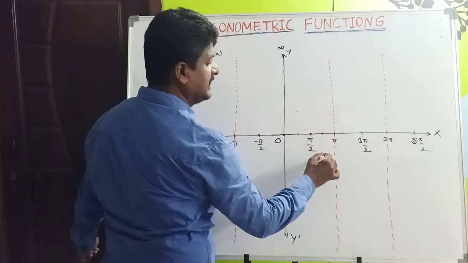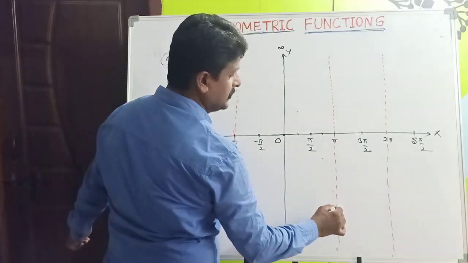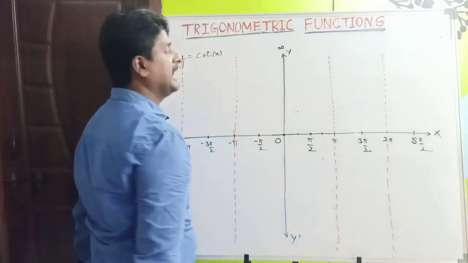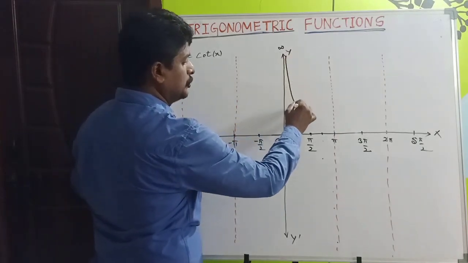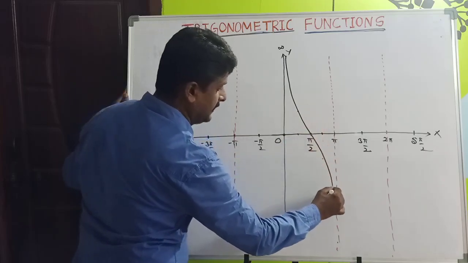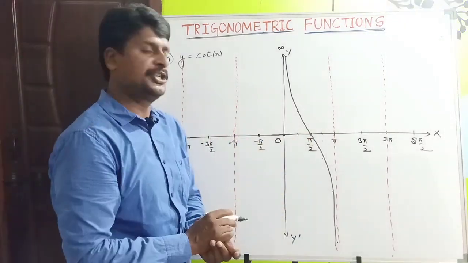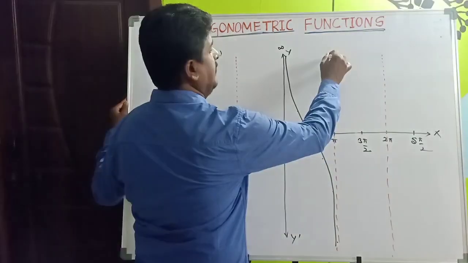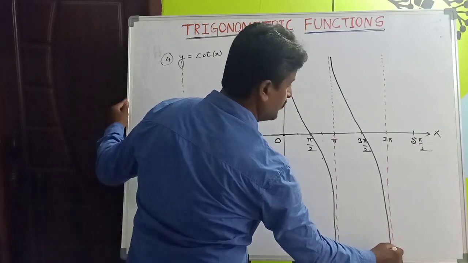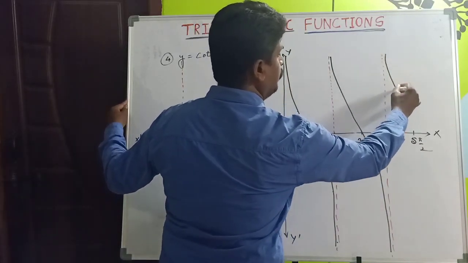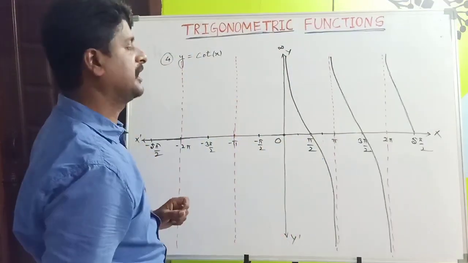Cot 135 degrees is minus 1. So cot 150 degrees is somewhere here. At cot pi it is again infinity. So the graph between 0 and pi will be like this. So this is the cot x graph between 0 and pi. Similarly, we can see pi to 3 pi by 2. This is the graph. And for 2 pi to 5 pi by 2, there is no right branch of the graph, down branch of the graph.